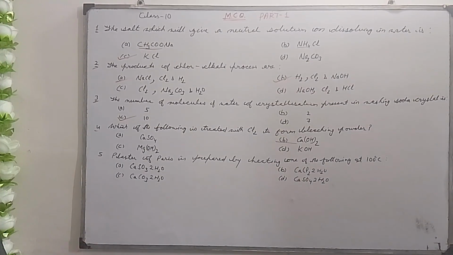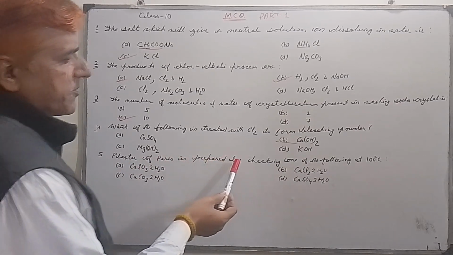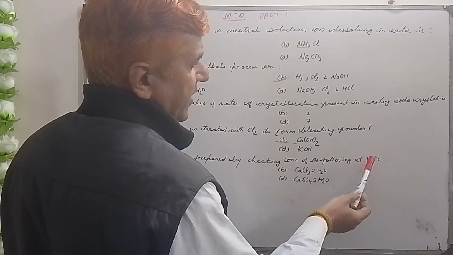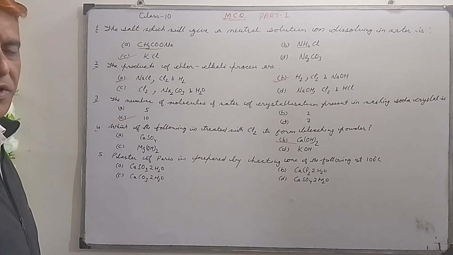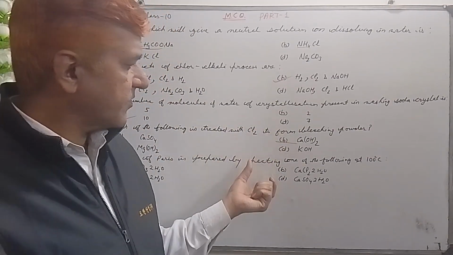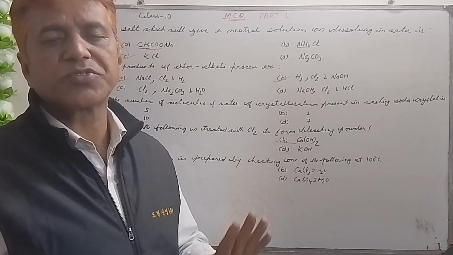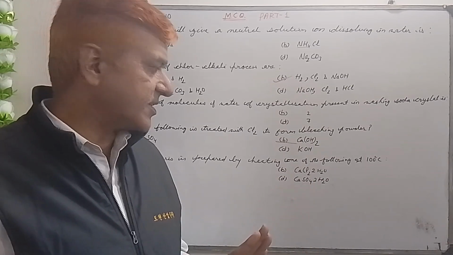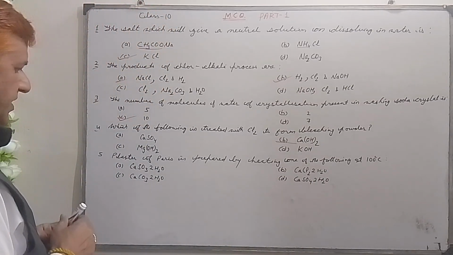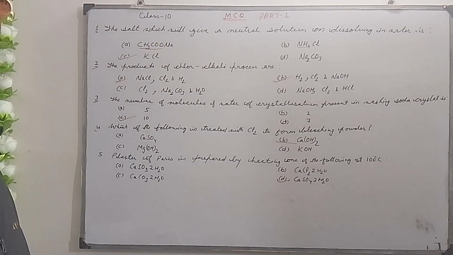Question number 5 is, plaster of Paris, which is also called POP, is prepared by heating one of the following at 100 degrees Celsius. So my dear students, always remember that plaster of Paris is prepared by heating calcium sulfate and 2 molecules of water at 100 degrees Celsius. So in this question, D is our correct option.